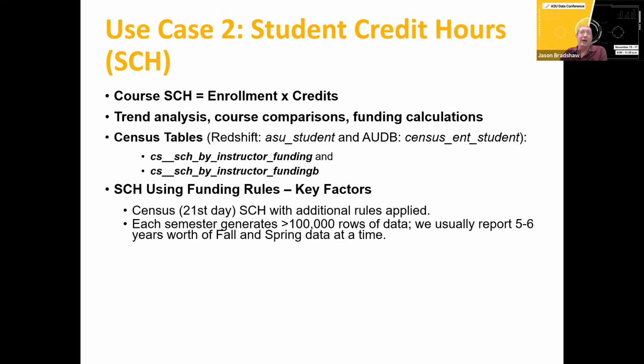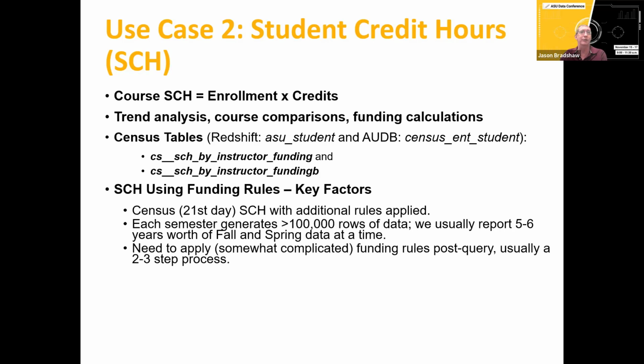Actually, that's only for online. When you add in the immersion, it's closer to 200,000 rows of data per semester. And usually when we're reporting SCH, we're reporting 5 to 6 years worth, going back 5 or 6 years for both fall and spring. So you can imagine this multiplies, and makes the original raw data set pretty large.